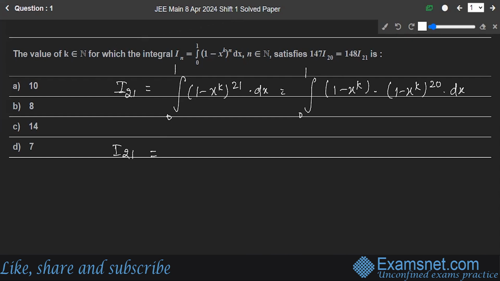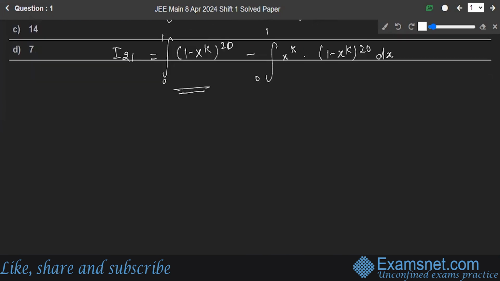Now, I'm breaking this up. This is 1 into this. So this will be integral 0 to 1 of (1 minus x power k) raised to power 20 minus x power k into (1 minus x power k) raised to power 20 dx, limits 0 to 1. This is nothing but your I-20 according to this. So I-21 is equal to I-20 minus this. Now, let's break this x raised to power k also as this.